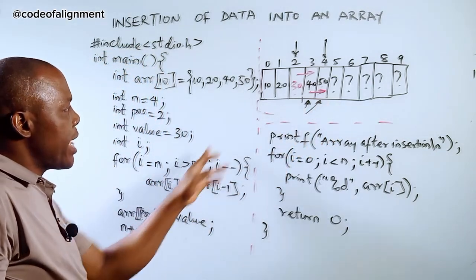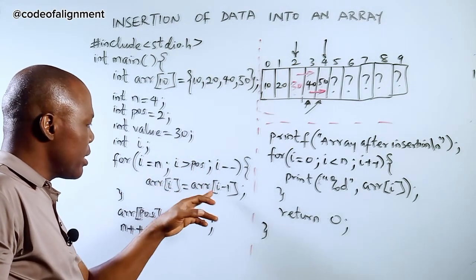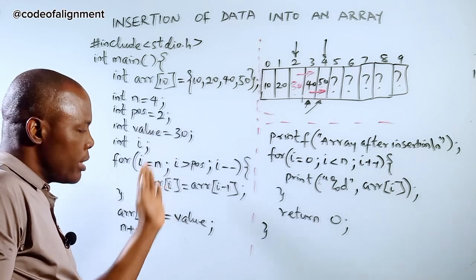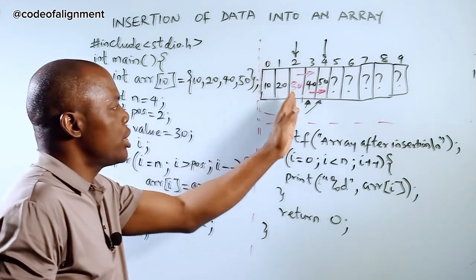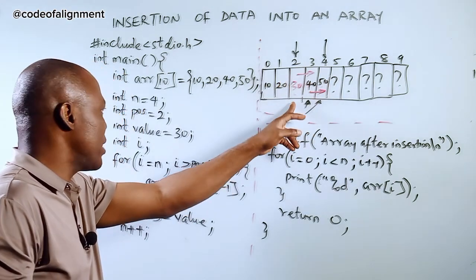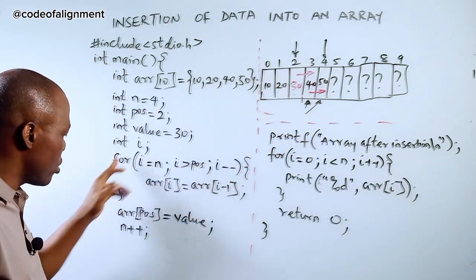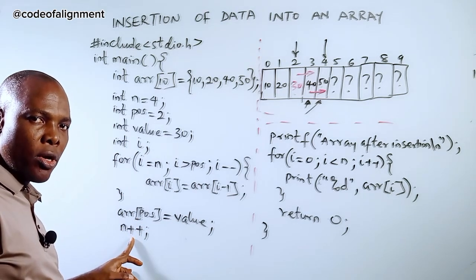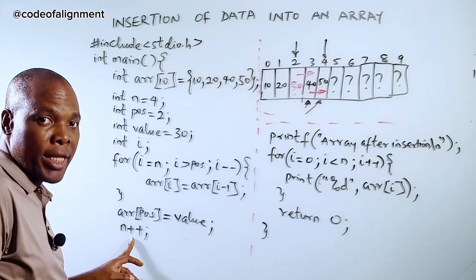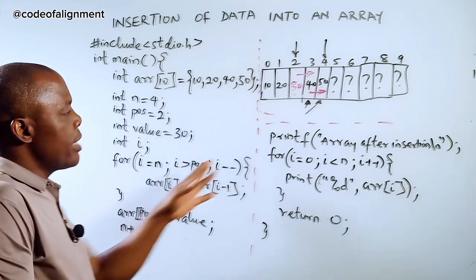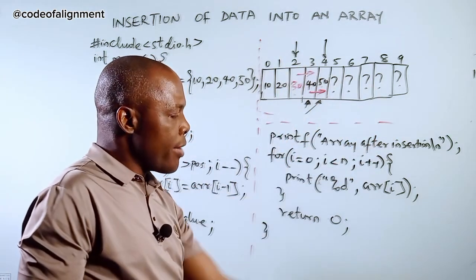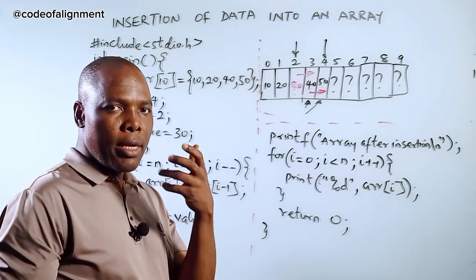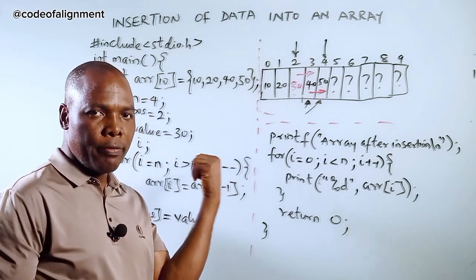So if it is higher than the position, come in, insert what is in the previous location into the next, that means I'm shifting. Shift this to this, shift this to this. Then you have the empty space. When the condition is no longer true, come back here, assign value to that position. Then tell the computer that your array element quantity has changed. Then print out the array on the screen. That is what I just did. So let's go to code blocks. Let me demonstrate this for you to see.